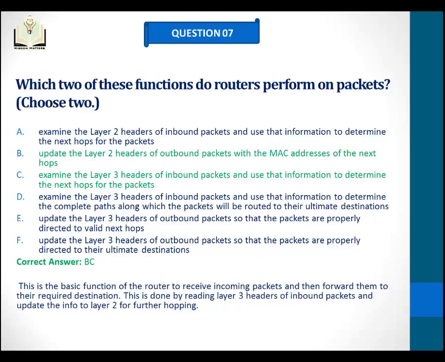The router will update layer 2 addresses of outbound packets with MAC addresses of the next hops, and it examines the layer 3 headers of inbound packets and uses that information to determine the next hops for the packets. Don't confuse this question with the switch. Switch and router both work differently. This is a basic function of the router: to receive incoming packets and then forward them to their required destination. This is done by reading layer 3 headers of inbound packets and updating the info to layer 2 for further hopping.